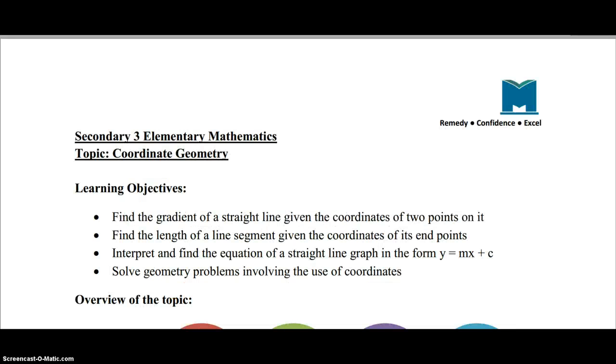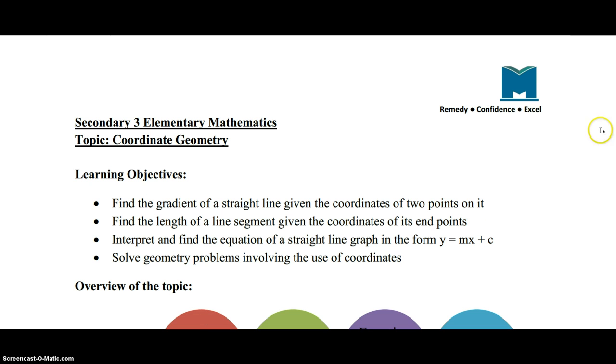Hi, today we are going to cover the topic of coordinate geometry, which is commonly taught in the secondary 3 elementary mathematics syllabus. Now let's go through some of the learning objectives for this topic. Basically, you will learn how to find the gradient of a straight line given the coordinates of 2 points on it.